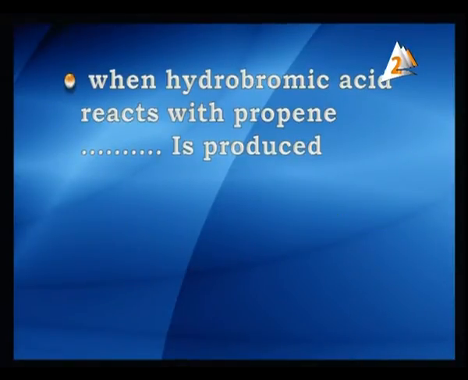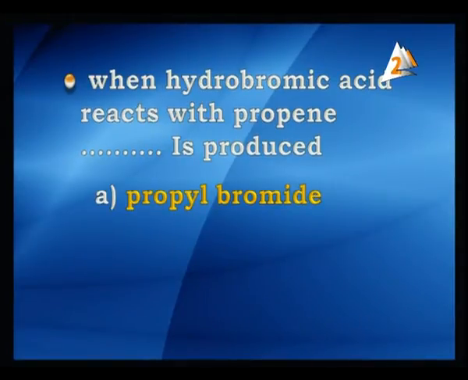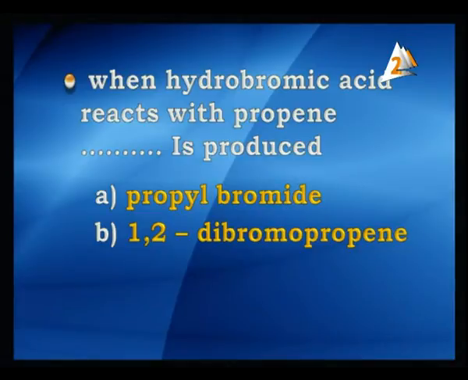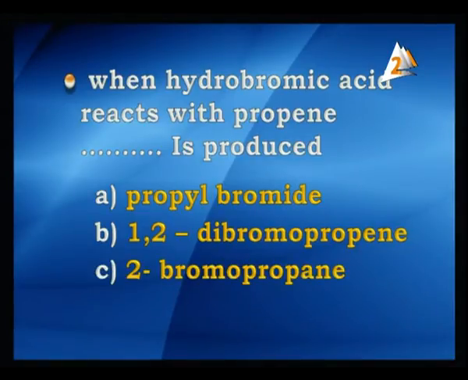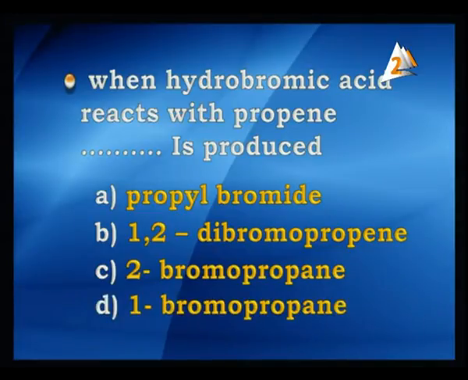So we have another one of these questions here. When hydrobromic acid reacts with bromine, space is produced. Number 1, we have propyl bromide, or 1,2-dibromopropane, or letter C, 2-bromopropane, or letter D, 1-bromopropane. Which one of them? It is very clear for us here, because this is the reaction between two compounds, that 2-bromopropane here.